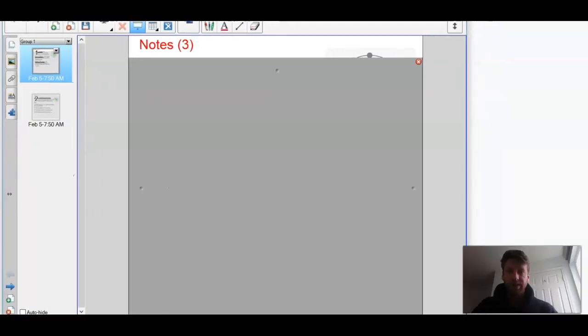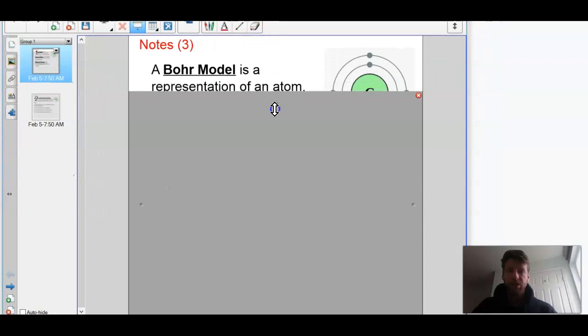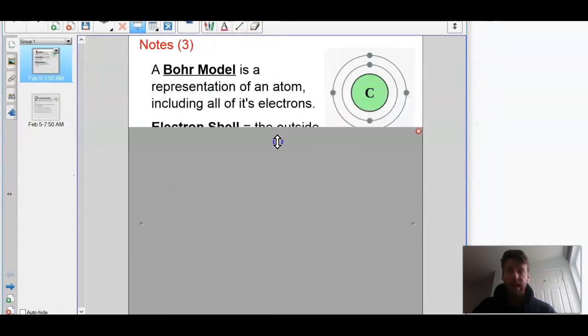We're going to go through notes here together today. First, a Bohr model is a representation of an atom including all of its electrons. You'll see in a moment there's a lot of different types of Bohr models that scientists draw, but they all look something like this. Our nucleus on this Bohr model is highlighted in green, and it includes the symbol for carbon, telling us it's a carbon atom.